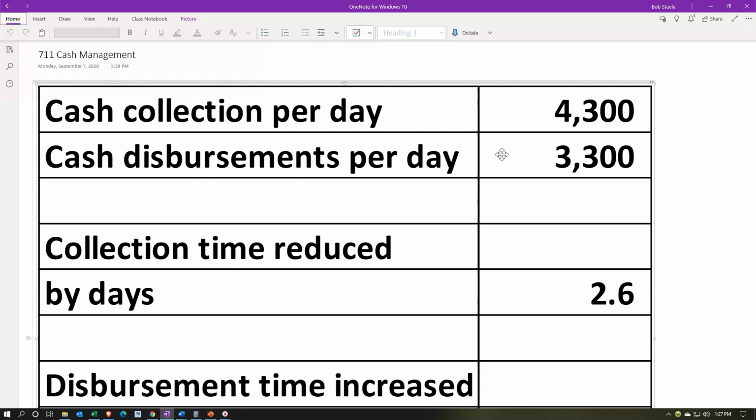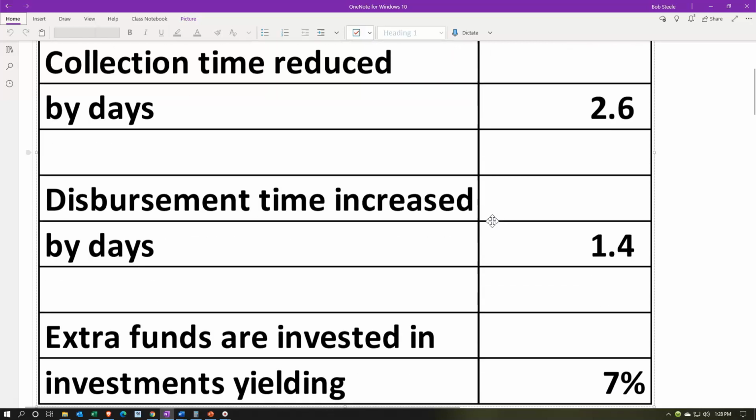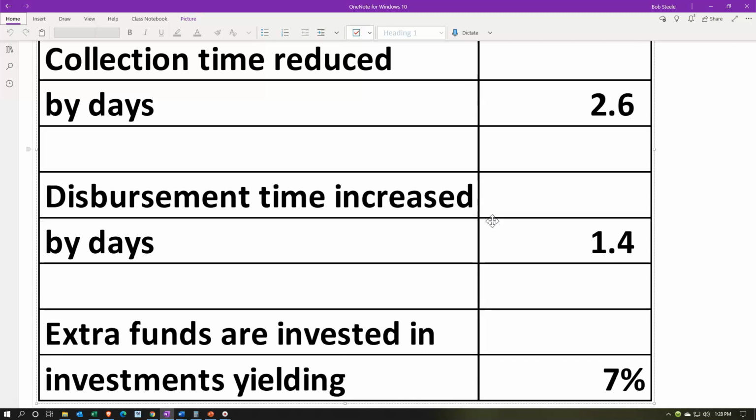So let's say this is our starting point. We have the cash collections per day at 4,300, the cash disbursements per day at 3,300. The difference between the two is our net cash inflow. Then we have the collection time reduced. We're going to put in some practices that will reduce our collection times on the receivables in days, 2.6 days. So if we can collect on the receivables more efficiently, sooner, and reduce the collection time by 2.6 days, and then on the disbursement time, we're going to increase the number of days by 1.4.